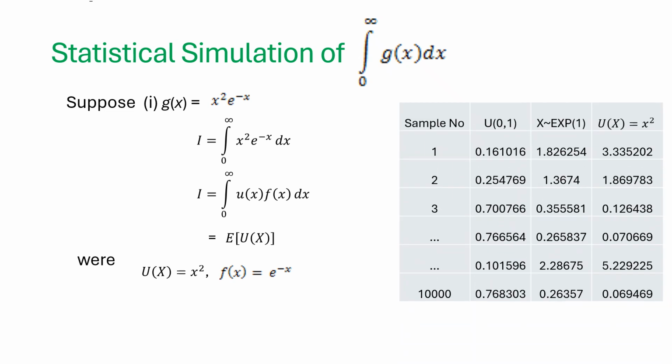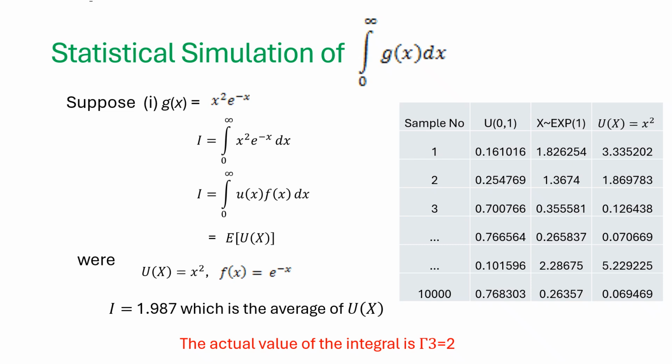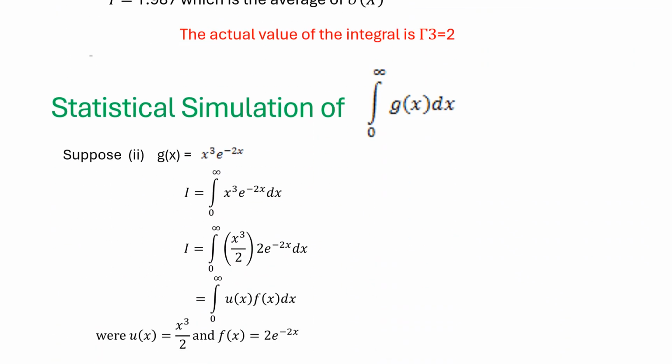Here is the whole calculation. For generating the exponential, you need a uniform sample. So a uniform 0,1 sample is generated first, then x is generated from the unit exponential, and then the function u of x equal to x squared is computed and averaged. That comes out to be 1.987. The actual value is gamma 3, since the integral from 0 to infinity of x squared e power minus x dx is gamma 3, which is 2. So you can see how close the statistical approximation through expectation gets. The difference is very small.